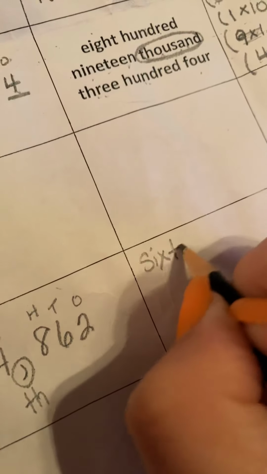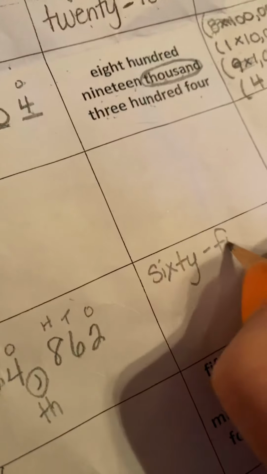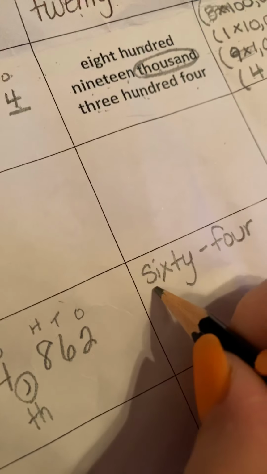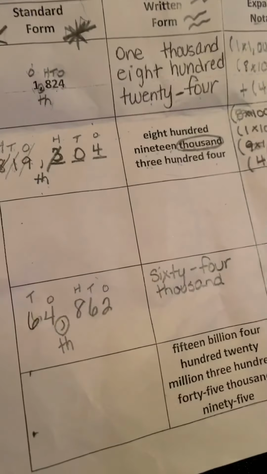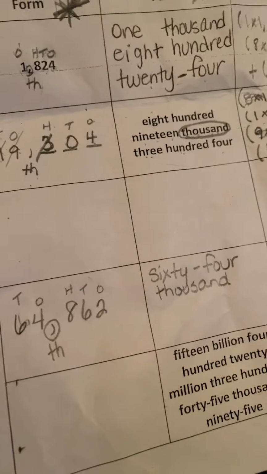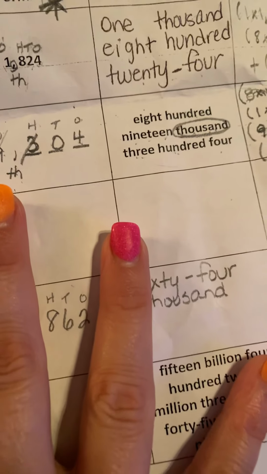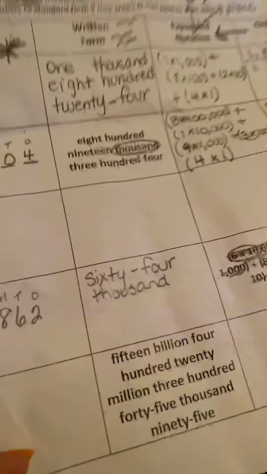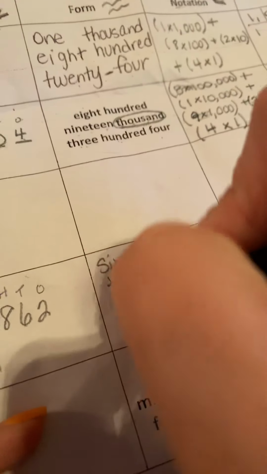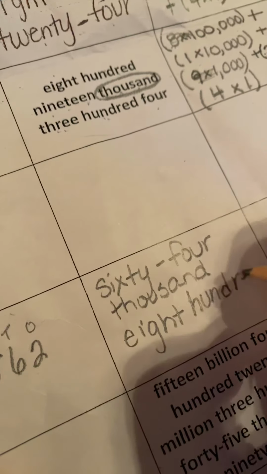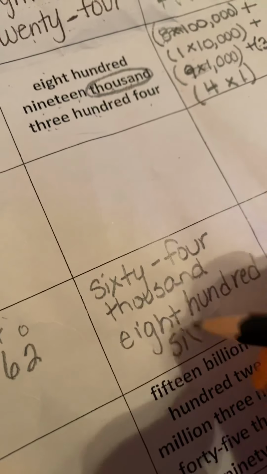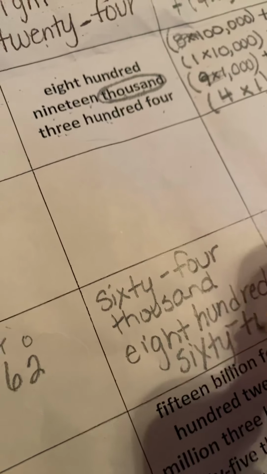Sixty-four thousand. Thousand. And then look up when you're ready, 64,000. Okay, even if you're not ready, I want you to look up here. What's after that? Say the whole group together. 862. That's what I'm going to write. Eight hundred sixty-two.